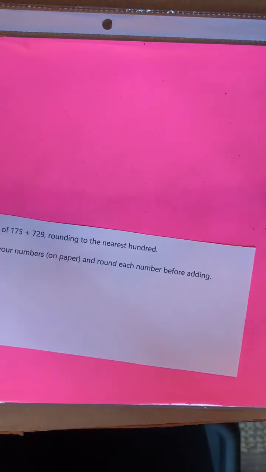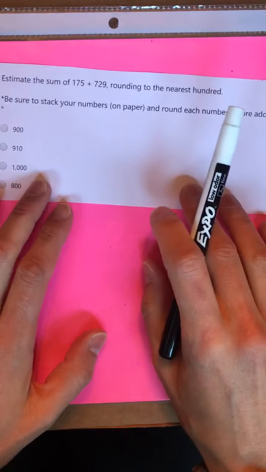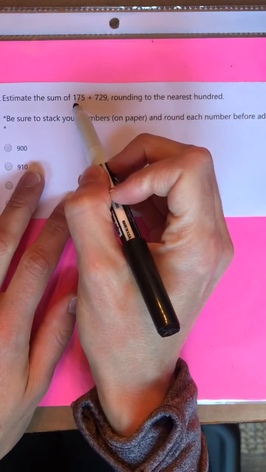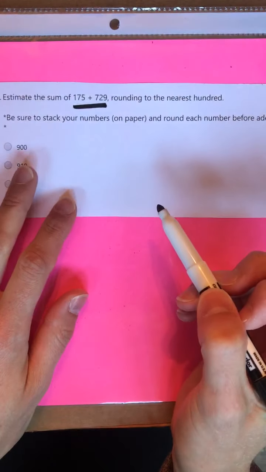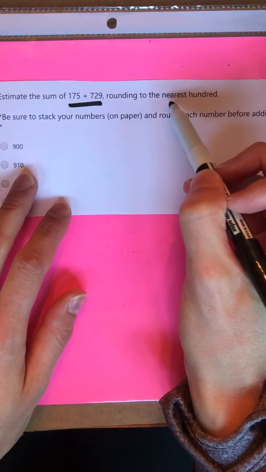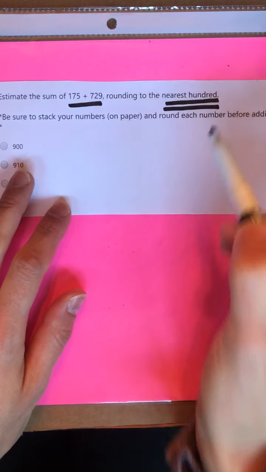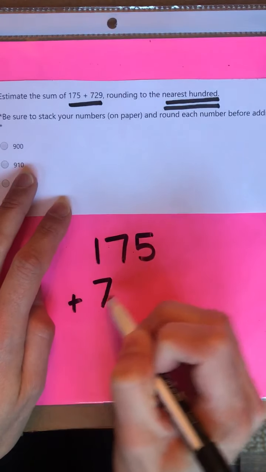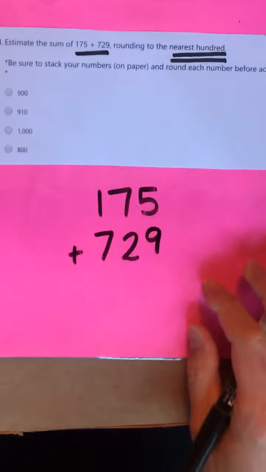Okay, friends, I'm not going to walk you through each one because we just did 2 really good examples together. But this one says, estimate the sum, which means add, of 175 plus 729 to the nearest 100. So stack your numbers and round to the nearest 100.